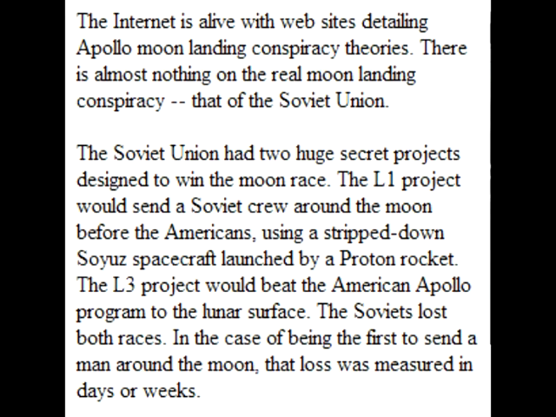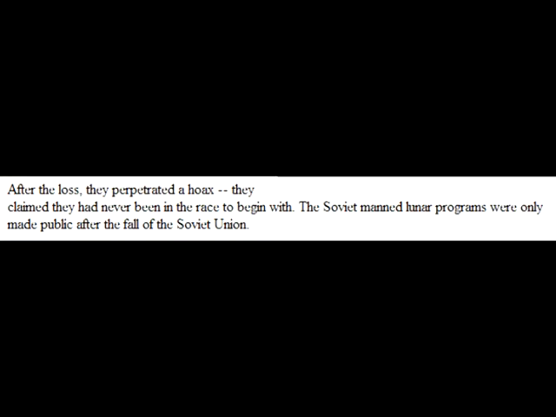The Soviet Union had 2 huge secret projects designed to win the moon race. The L1 project would send a Soviet crew around the moon before the Americans, using a stripped-down Soyuz spacecraft launched by a Proton rocket. The L3 project would beat the American Apollo program to the lunar surface. The Soviets lost both races. In the case of being the first to send a man around the moon, that loss was measured in days or weeks. After the loss, they perpetrated a hoax. They claimed they had never been in the race to begin with.